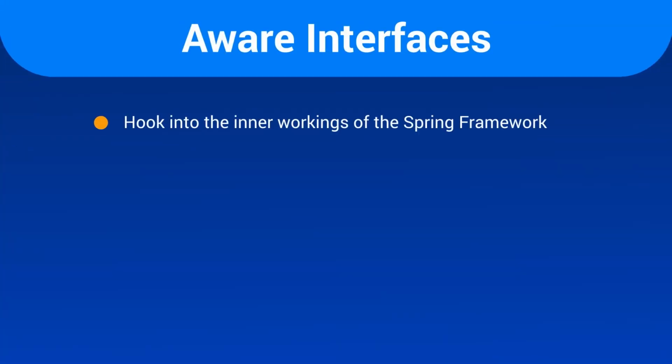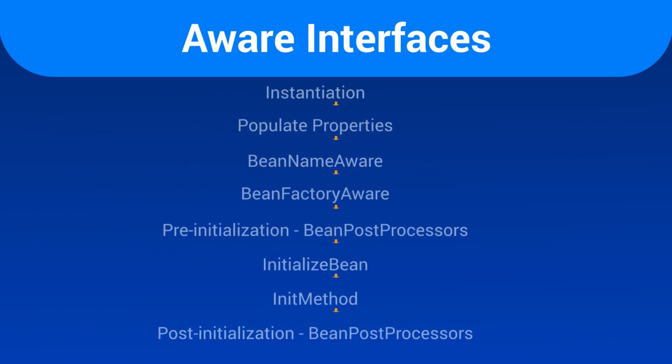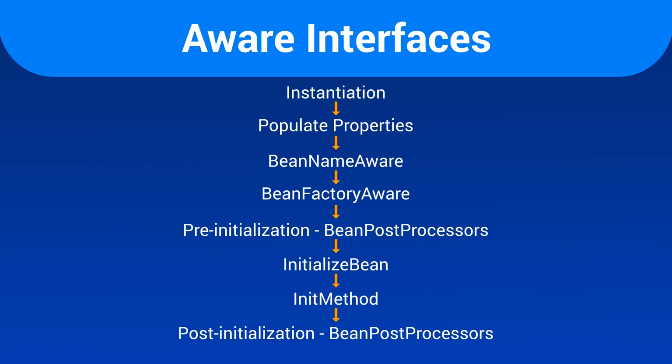Spring-aware interfaces allow you to hook into the inner workings of the Spring framework. Now, through these interfaces, you can actually access the Spring context or Spring Bean lifecycle events. For example, in the Bean lifecycle, the Spring framework can call some aware interface methods after populating Bean properties and just before pre-initialization with Bean post processor. Just as you see here, we have Bean name aware and Bean factory aware.